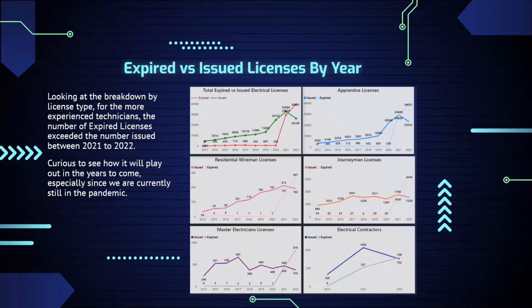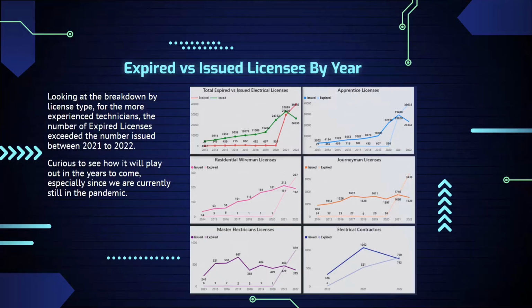So the 39,000 is going to be that this past year, from 2021 to 2022, for the apprentice licenses, is the number of expired licenses. So it's people starting to realize the job's pretty hard, or they just don't think it's for them.